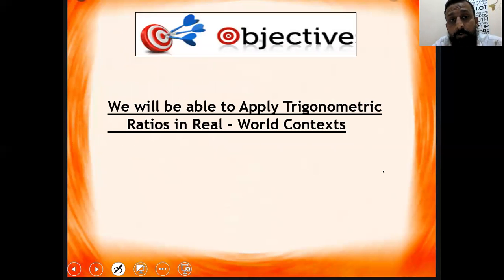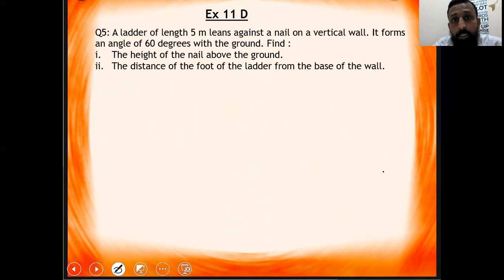Our learning objective for today, we will be able to apply trigonometrical ratios in real world context. This is exercise 11D from your maths book 2, question number 5. A ladder of length 5 meters leans against a nail on a vertical wall. It forms an angle of 60 degrees with the horizontal ground. Find the height of the nail above the ground. Find the distance of the foot of the ladder from the base of the wall.